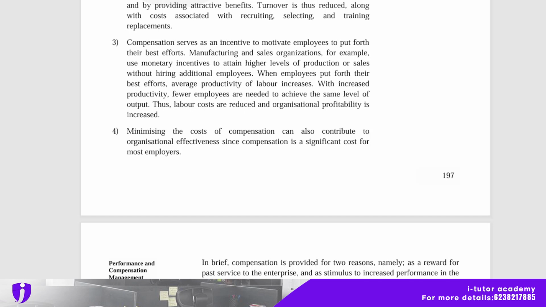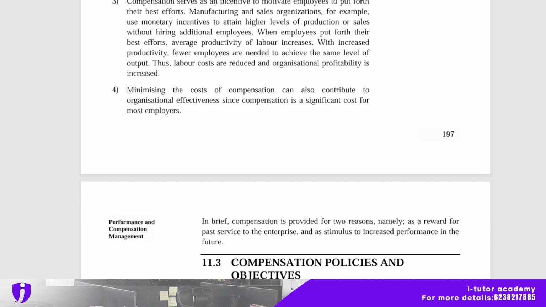Manufacturing and sales organizations, for example, use monetary incentives to attain higher levels of production or sales without hiring additional employees. When employees put forth their best effort, average productivity of labor increases. With increased productivity, fewer employees are needed to achieve the same level of output. Thus, labor costs are reduced and organizational profitability is increased.